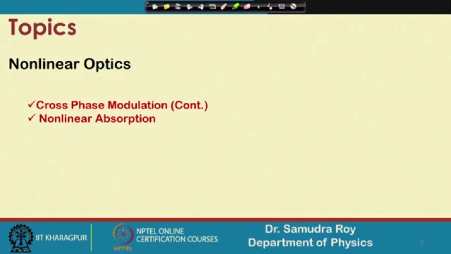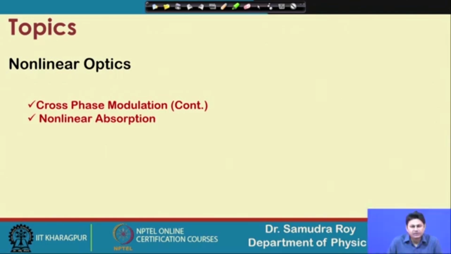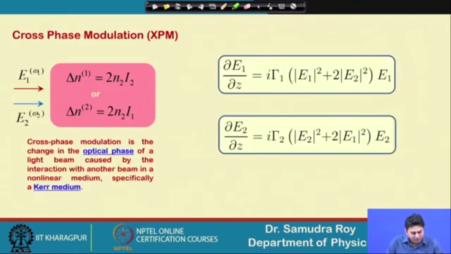In the previous class we derived the differential equation of cross phase modulation, and today we are going to solve it to find out the evolution of the corresponding amplitude and phase under cross phase modulation. This is the extended version of self phase modulation. So, let me go back to the slide.